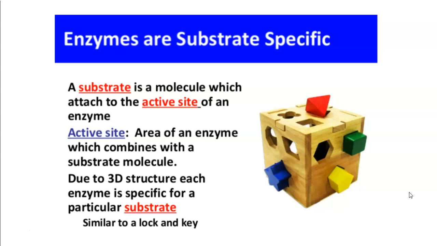What ends up happening is that substrate attaches itself on something called the active site of the enzyme. The active site is the area that matches the shape of the substrate. It's a 3D structure that specifically matches what the substrate structure looks like. We call this the lock and key mechanism.